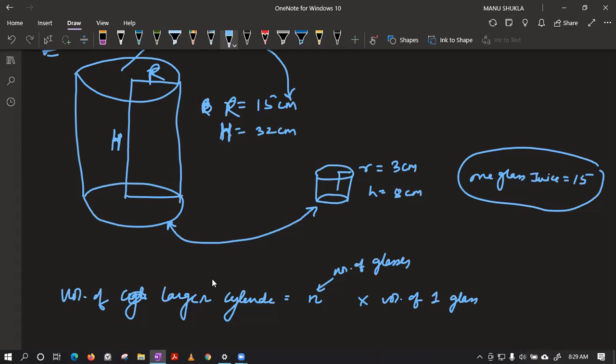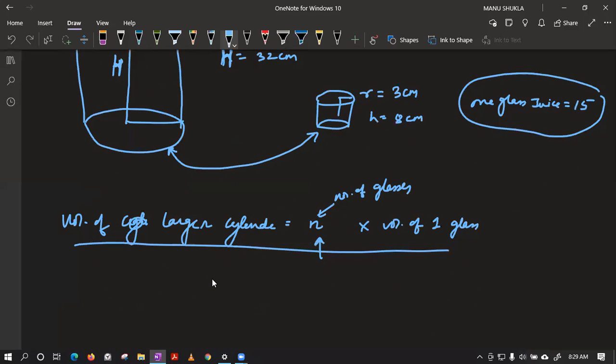That's it. As soon as you solve this, you will get the value of N, and as soon as you get the number of glasses, you can just multiply with the 15 rupees. So the earning will be how much? Earning will be rupees 15 into number of glasses. That's it. And that will be your earning from this.